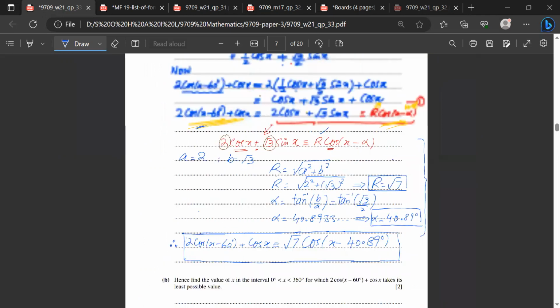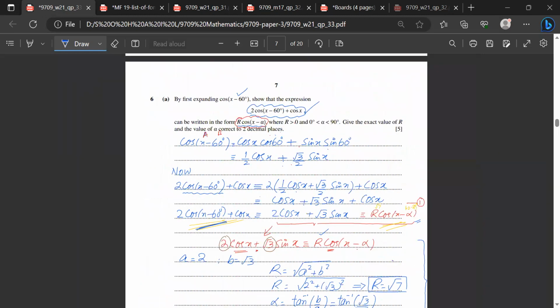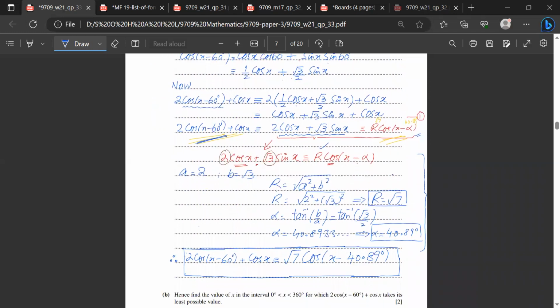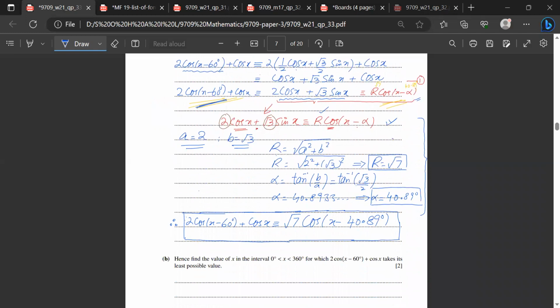Here is the solution, stepwise. First I expanded this, then I wrote another form of this, and this form can be written in a special form, which is r cos of x minus alpha, and this was the requirement. After confirming whether the case is appropriate or not, identify the value of a and b, and after a and b, simply write the direct formulas for r and alpha, and so we have the answer for part A. Second part is hence.